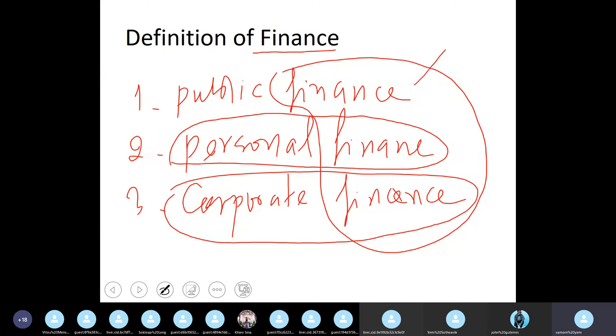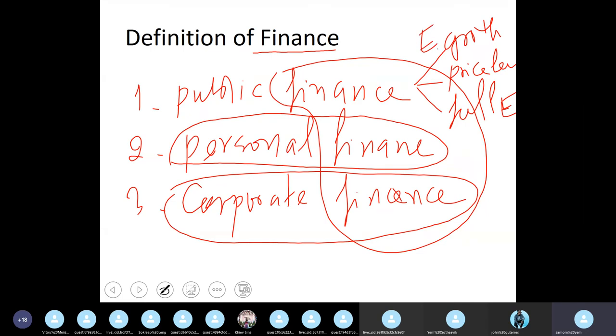The goal of public finance is to stabilize and respond to economic growth, meaning low inflation and full employment. These are the public finance goals: full employment, and low inflation or stable price levels. It is for economic growth and social stability. This is the goal of public finance.